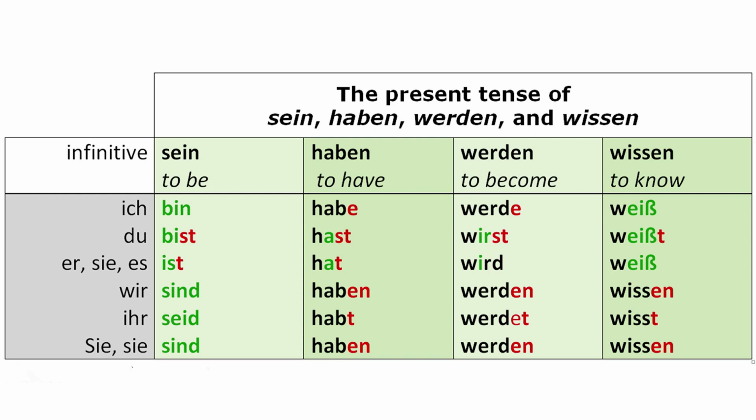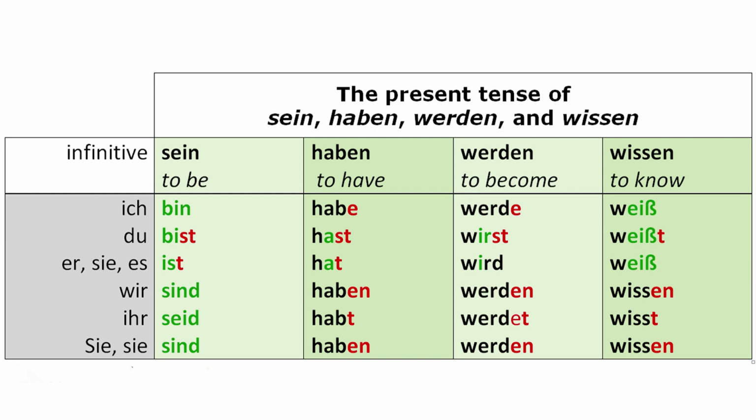I have to tell you one thing. The forms sein, haben, werden, wissen are called the infinitive form. And the forms we are using, like ich bin, du bist, or ich habe, du hast, that bist, hast, habe, werde, weiß, are called finite forms.